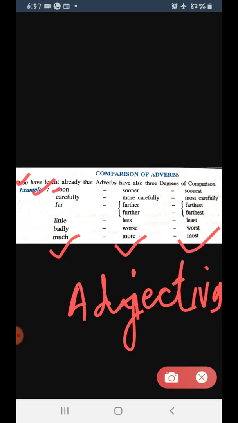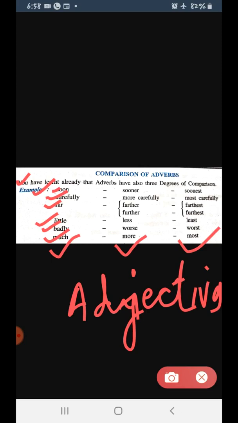Now see examples. Soon, sooner, soonest. Carefully, more carefully, most carefully. Far, farther, farthest, or further, furthest. Little, less, least. Badly, worse, worst. Much, more, most. So these are the comparisons of adverbs, just like how adjectives are compared.